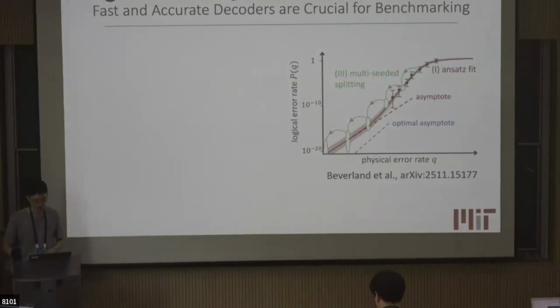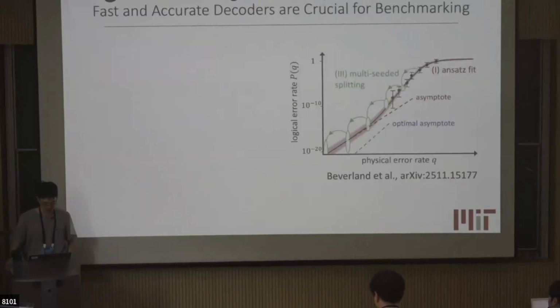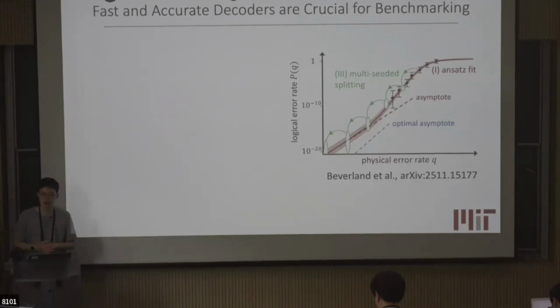So we've seen the construction, but we would also like to make sure that in practice we can actually get very good physical performance. In order to really benchmark this, we need fast and accurate decoders. Accurate, obviously, because we want to get good logical error rates, but fast is also crucial, because otherwise how are you going to probe an error rate like 10 to the minus 8 or 9? It would be impossible if you didn't have a decoder that was at least somewhat modest in its speed.